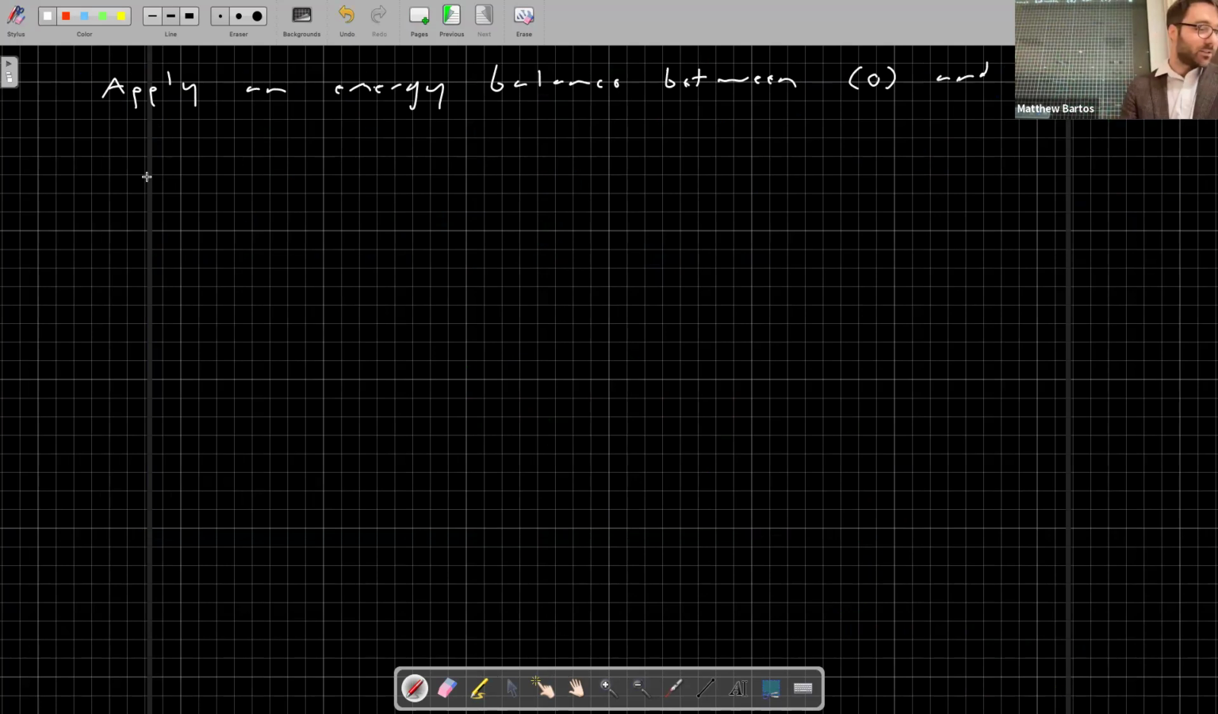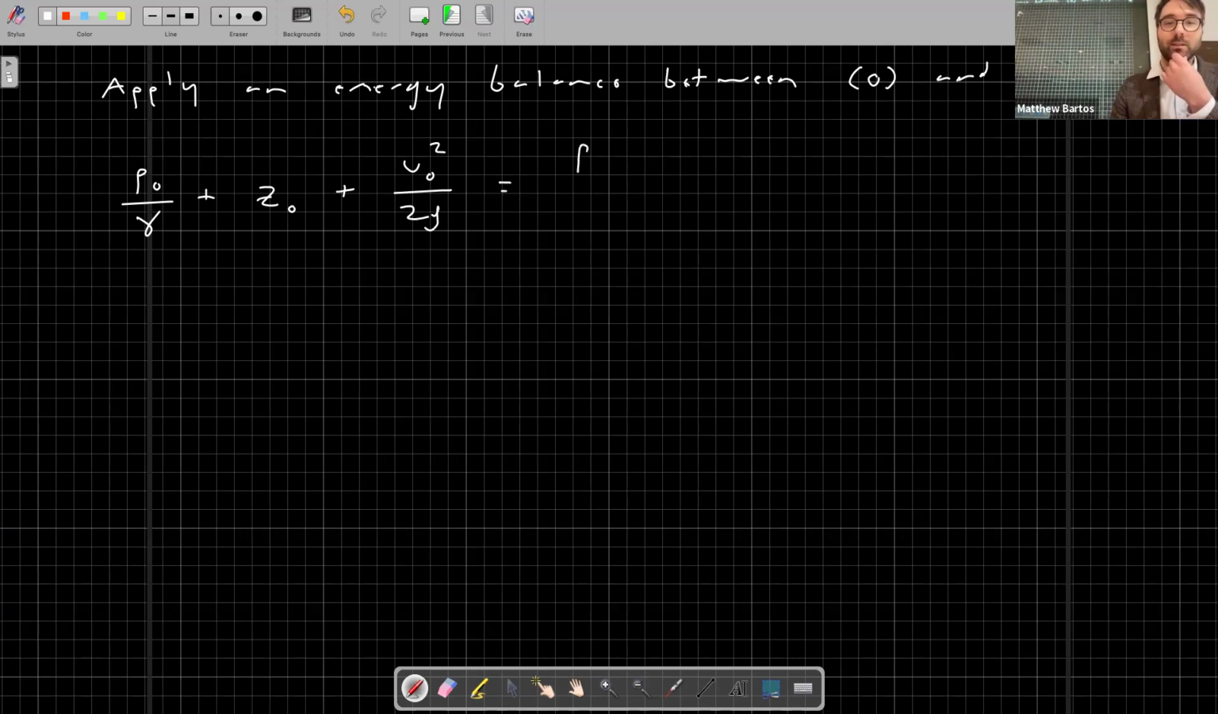So from our energy equation, we have P0 over gamma. So that's pressure at the water surface over gamma, the specific weight, plus Z0, the elevation of the water surface above some datum, plus U0 squared over 2g. So that's the velocity at the surface of the reservoir.